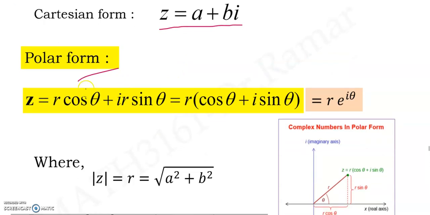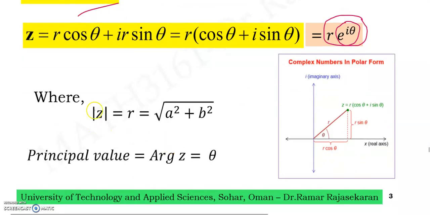Now you see here, we can write the same complex number z is equal to r cos theta plus i r sin theta. That is nothing but you take r as a common factor, that is r times cos theta plus i sin theta, which is equal to r e power i theta. This we will study in the next part. This by Euler's formula we can write. Now what is modulus of z? What is r? r is nothing but the modulus value of the complex number, that is square root of a squared plus b squared. What is theta? Theta is nothing but the principal value or argument of z.